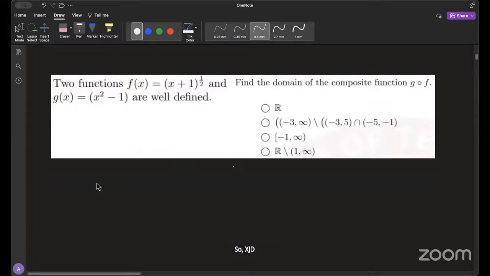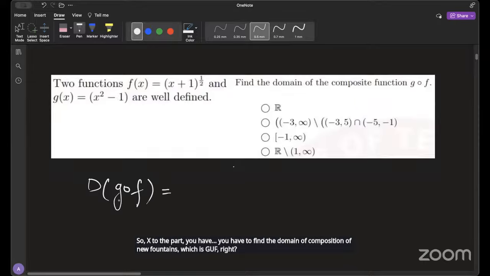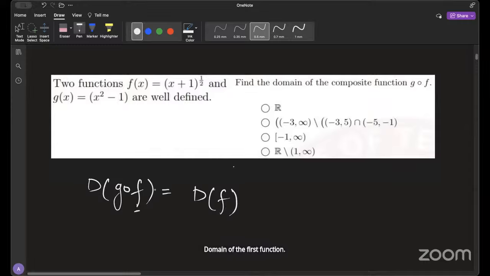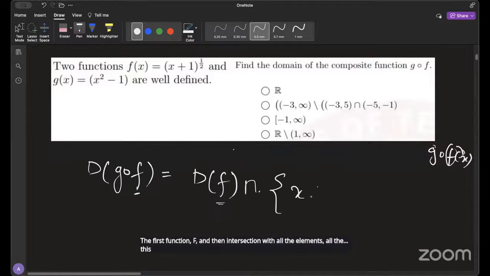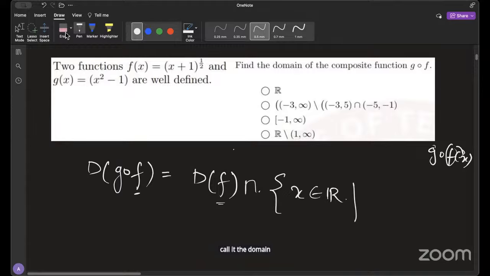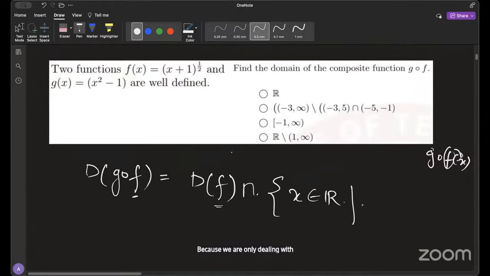So you have to find the domain of the composition of two functions, which is G o F, right? The domain in general of composition functions is this. Domain of the first function, F, the one that's applied first. When you do G o F, you apply F first, right? This gets applied first on X, and then G gets applied on F of X. So the first function F, and then intersection with all the elements, this is a set. We are taking elements from R because we are only dealing with real valued functions.